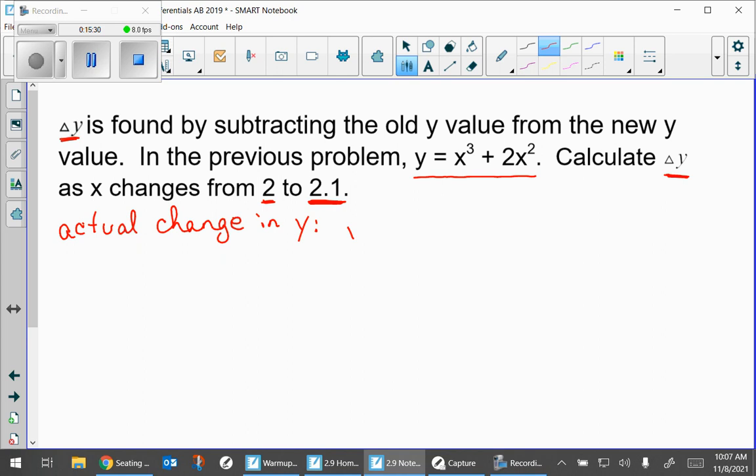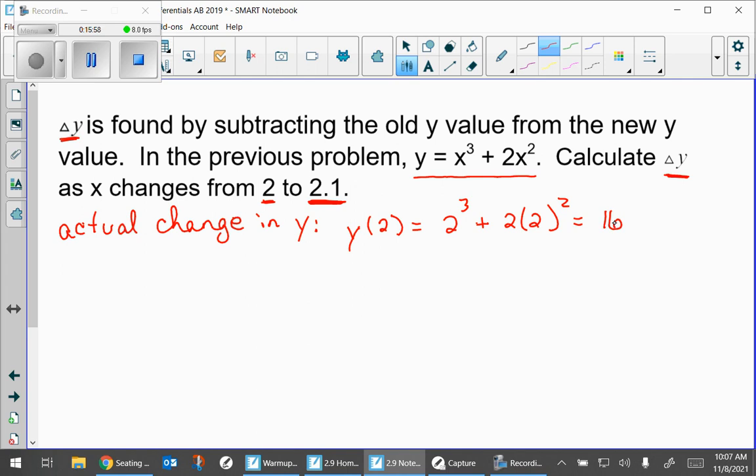What is the value of y when x is 2? 2 cubed plus 2 times 2 squared. What do you get? I think you get 16.